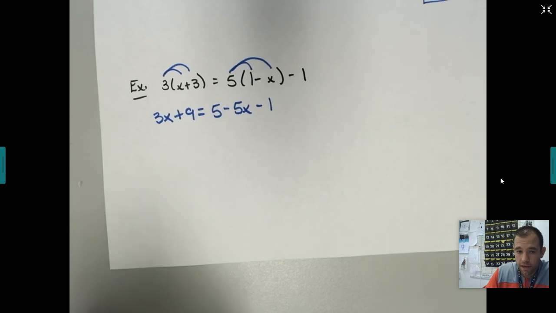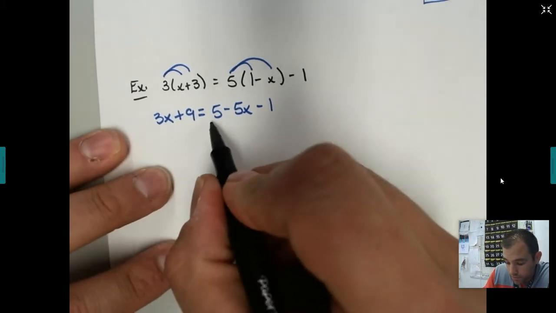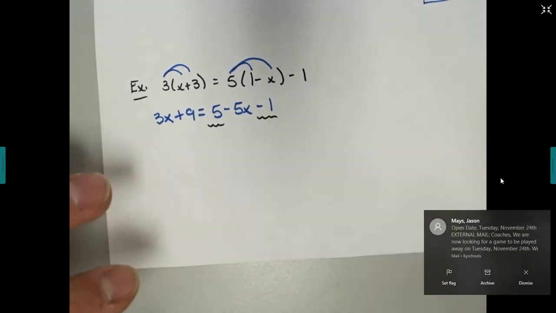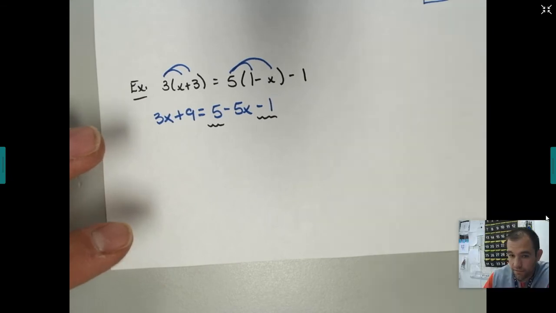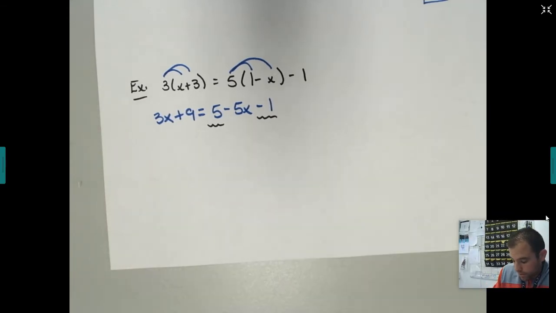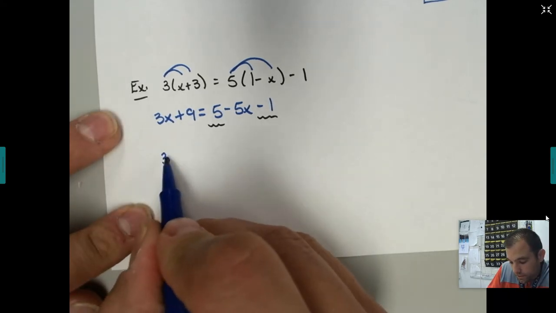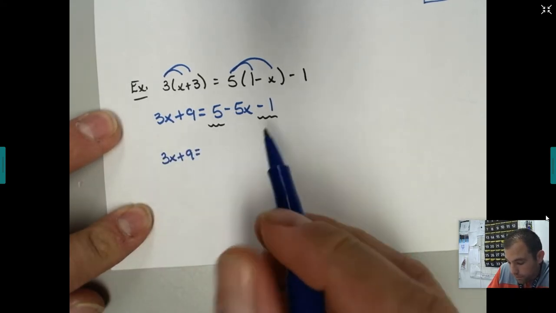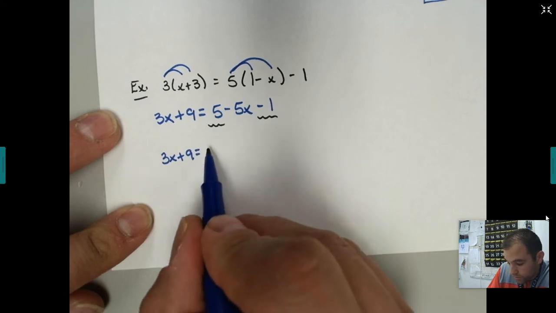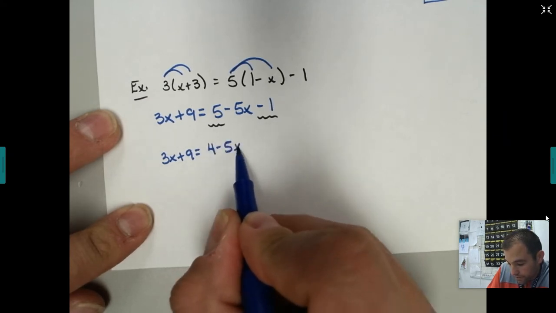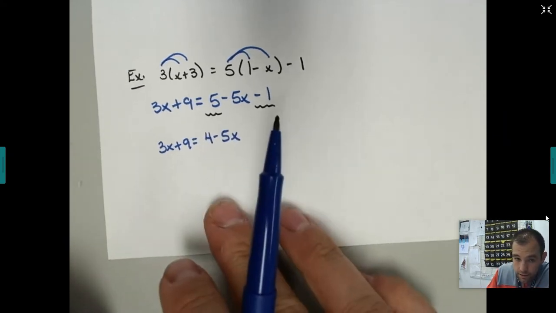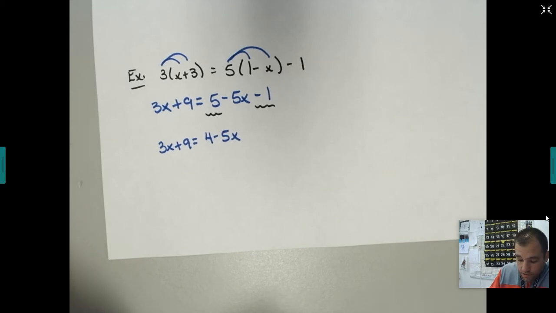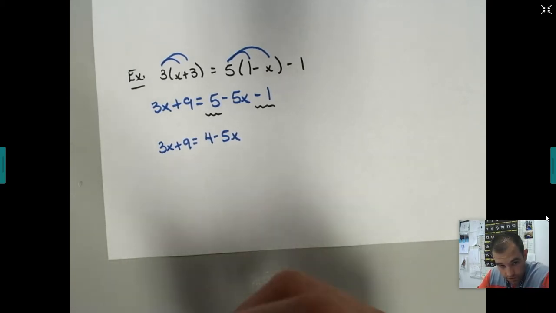So this one just adds a little extra step in there. If you notice on the right-hand side, I have some like terms, the 5 and the minus 1, and I can put those together. So the left side is not going to change yet. It's going to stay 3x plus 9. But the right side, 5 minus 1 is 4, so it's going to turn into 4 minus 5x. And then it's exactly like the problem we just did. Get all the x's together, get all the numbers together.